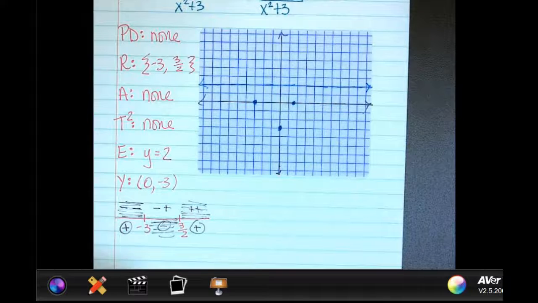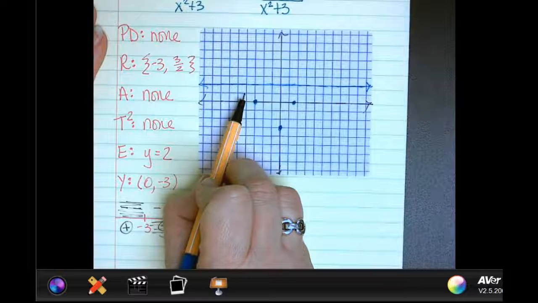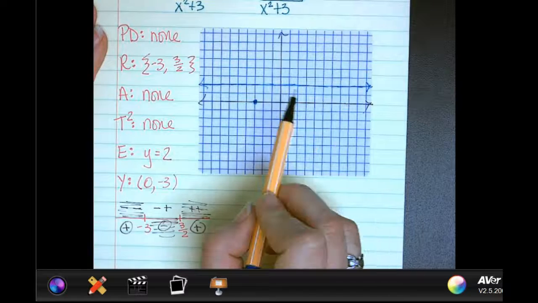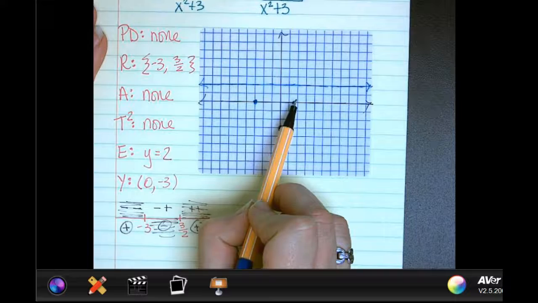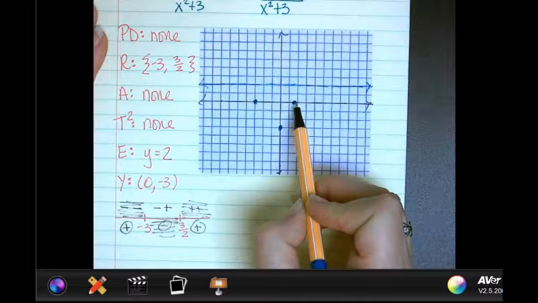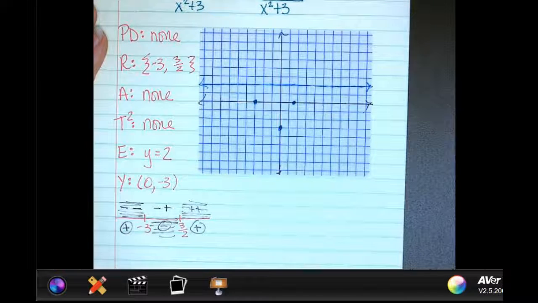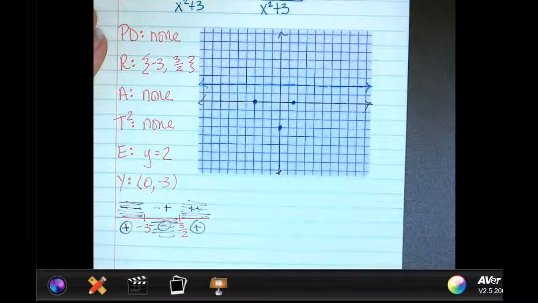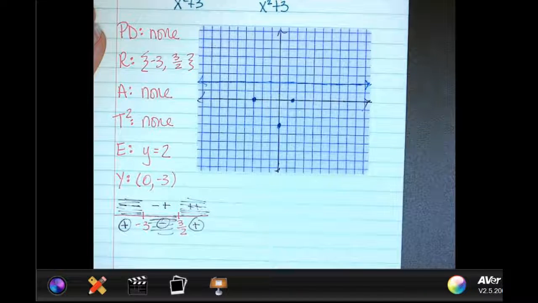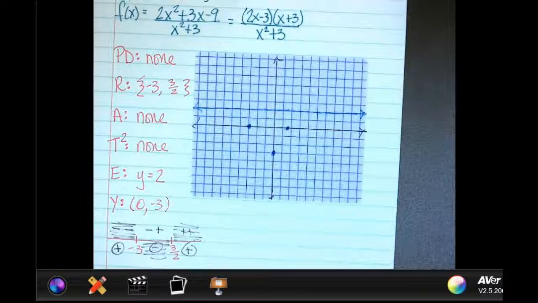So I know from -infinity to -3, the graph is positive. So I'm above the x-axis. From -3 to 3/2, it's negative. So it's going to dip down here, and that makes sense because there's my y-intercept. And then from 3/2 to infinity, it's positive. What all of this stuff doesn't tell me is whether or not I cross that asymptote. Is it possible that I cross it? It is. So since it's already different than everything else, I need to check and see if maybe it does.